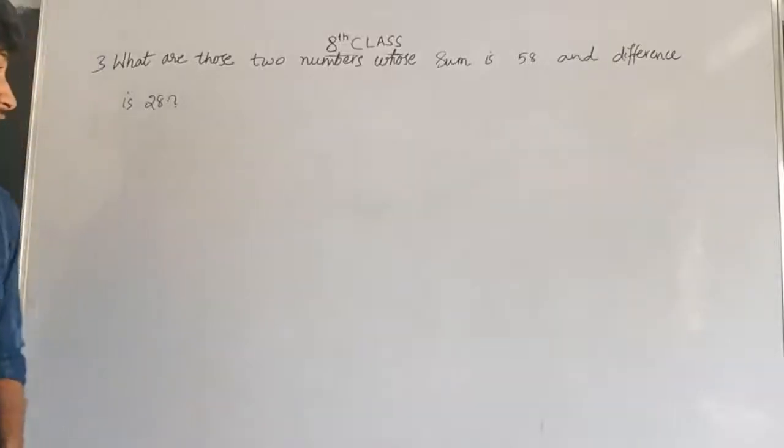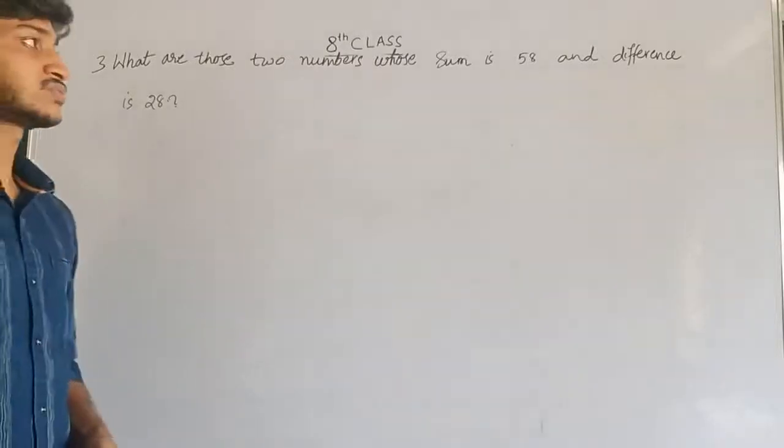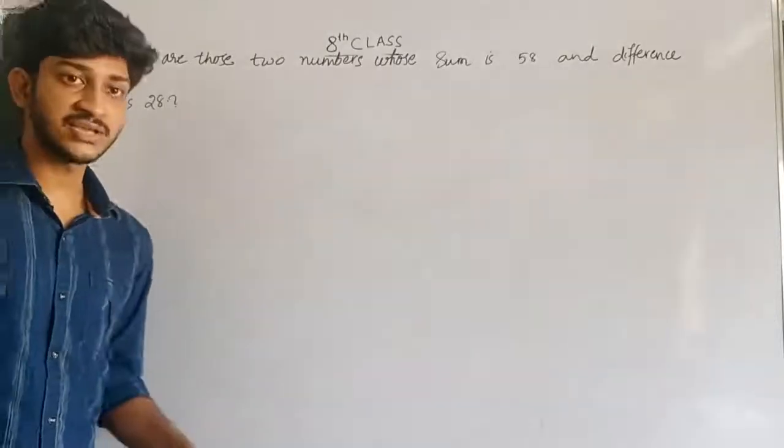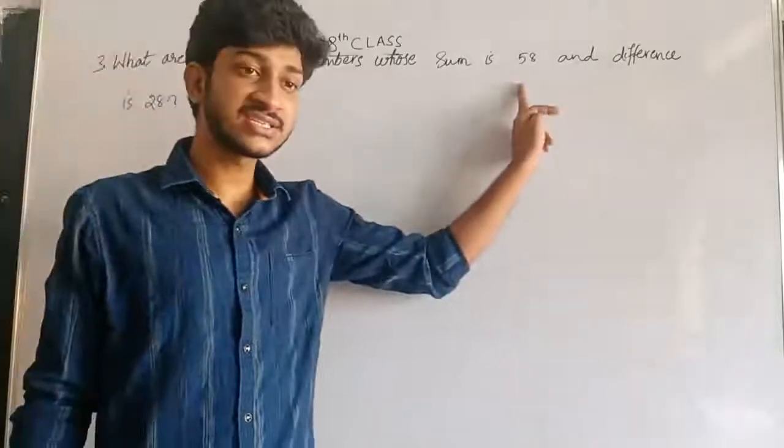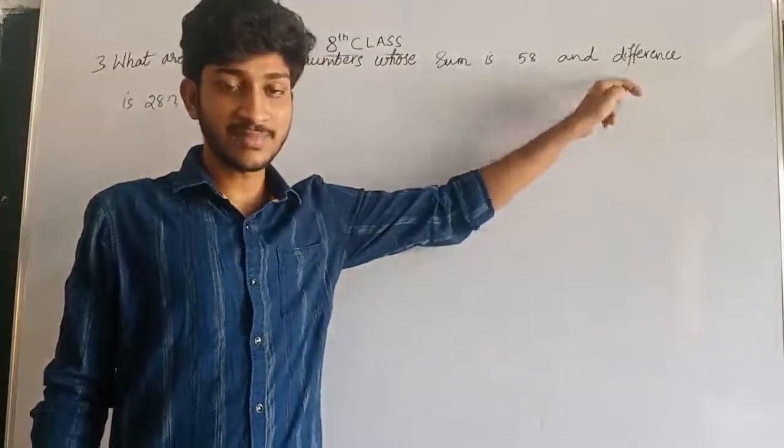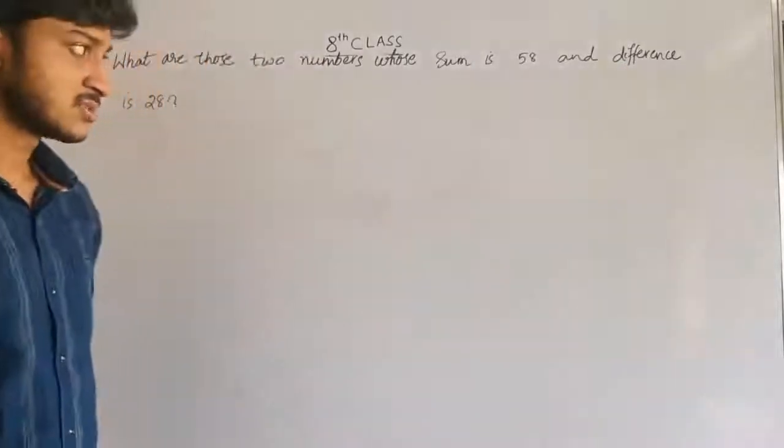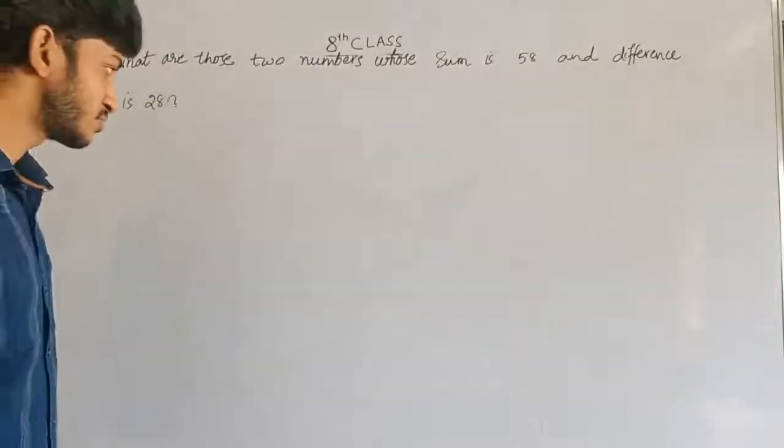Okay children, see the next question. What are those two numbers whose sum is 58 and difference is 28? Means if you add the two numbers we get 58, and if you subtract those two numbers we get the answer as 28. So here we have to find those two numbers.